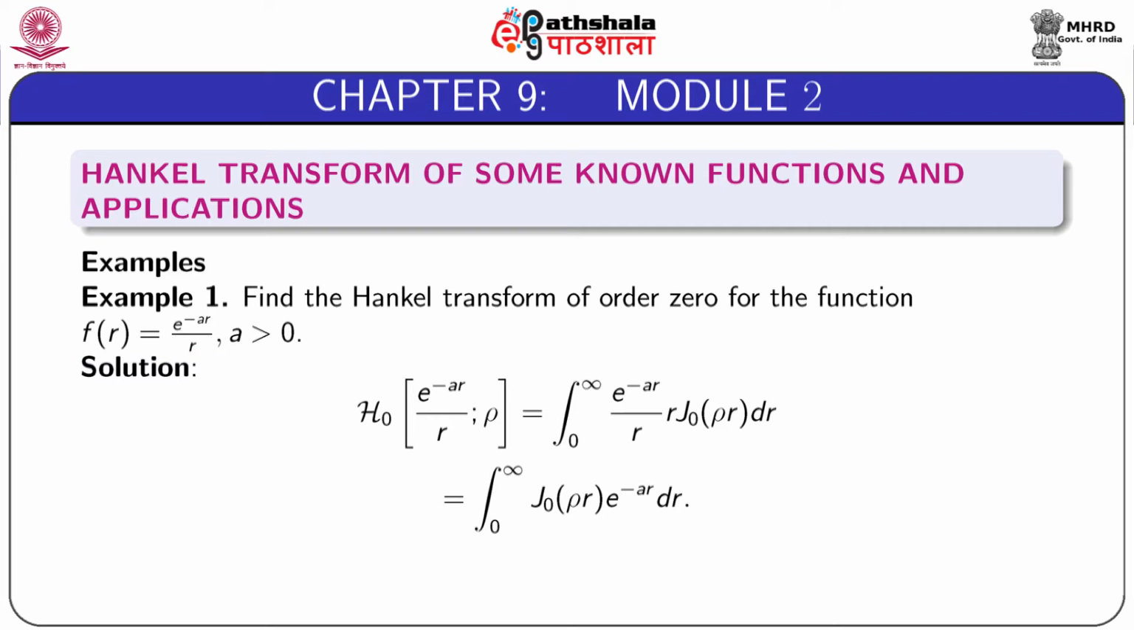Now, Hankel transform of order 0 of the function e to the power minus ar by r, as per definition, is equal to integral from 0 to infinity e to the power minus ar by r into r J0(rho r) dr. This is equal to integral from 0 to infinity J0(rho r) e to the power minus ar dr.